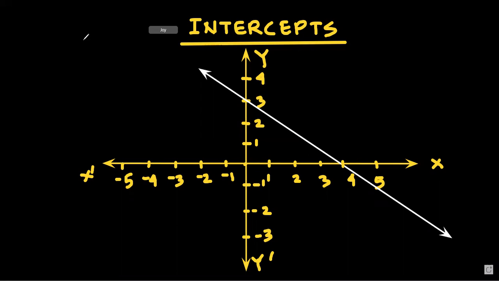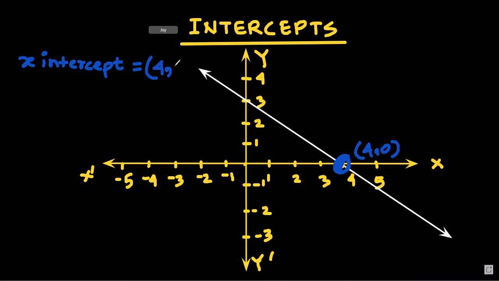Now, what would be the x-intercept of the line? According to the definition, x-intercept is the coordinate point where the curve passes through the x-axis, or where the curve crosses the x-axis. So this curve is crossing the x-axis at this point, right? This point is 4, 0. So x-intercept should be 4, 0.